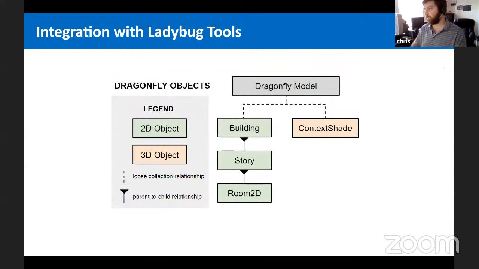So just to talk about this abstractly and diagrammatically, a Dragonfly model contains all of the buildings of a given district. Each of those buildings is constructed of stories, and those stories are constructed of 2D room floor plates. And of course, we also support context shading for objects like trees and other things that can block the sun to several buildings, but aren't themselves consuming energy.